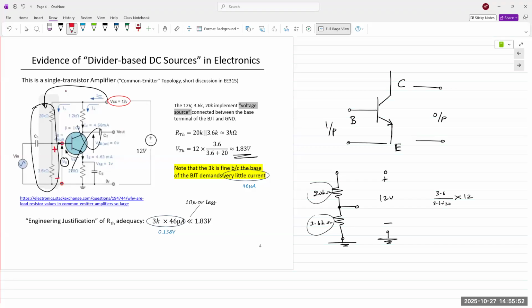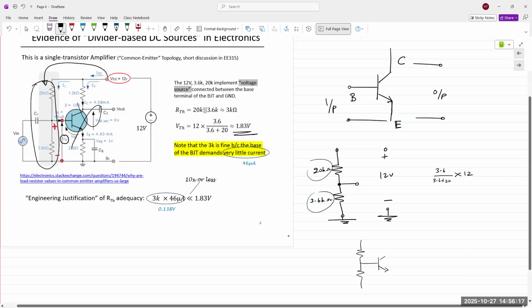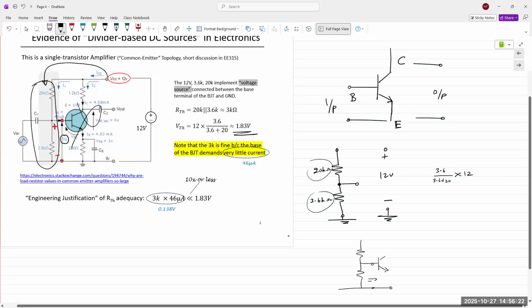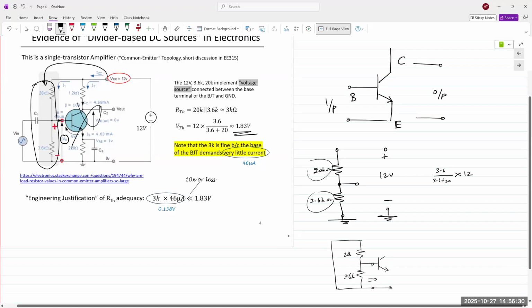So that's the voltage that's going into the transistor. And again, the application is simply the same. We have a biasing network created from two series connected resistors. And then the Thevenin resistance can be determined by simply this. This is your circuit, and the Thevenin resistance would put 20K in parallel with 3.6K.